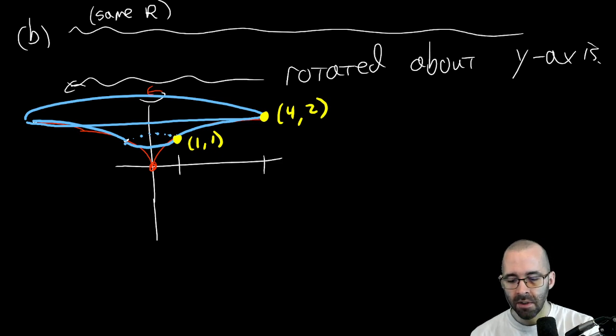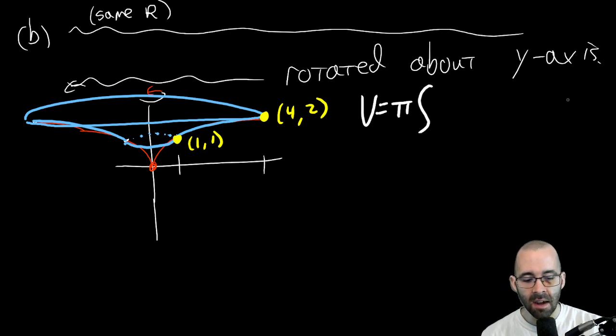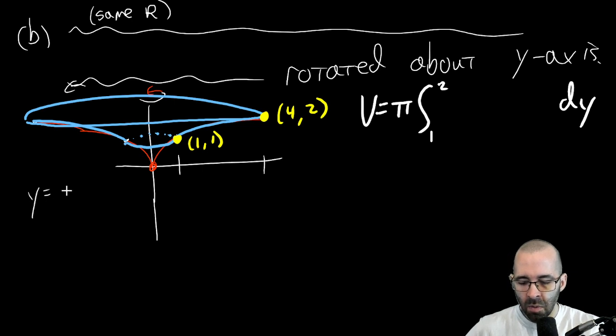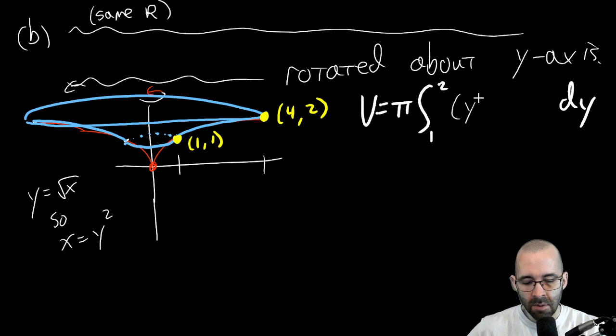Okay. So the disk method still says the volume is pi, but now the limits and everything are in terms of y. We're revolving it around the y-axis for the disk method. Y is going from 1 to 2 now. And now it's a function of y squared. Well, what is that? We know y is the square root of x, so x is y squared. Now this becomes y squared squared. Again, this is our g of y if you want.